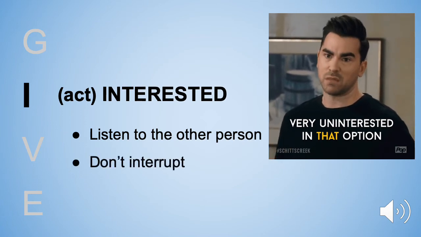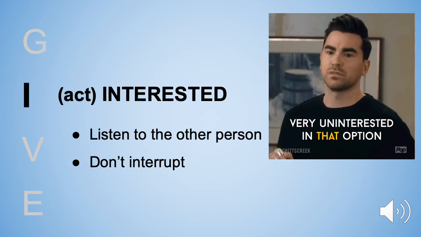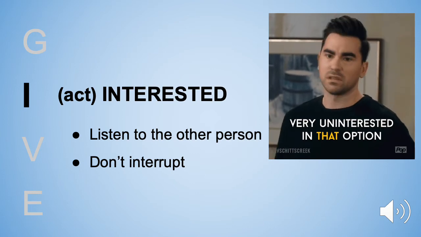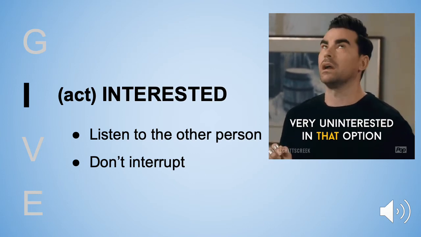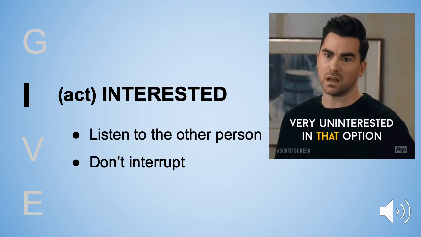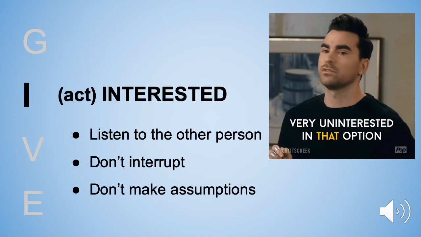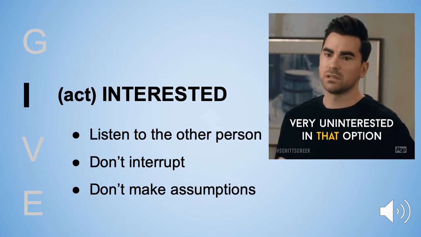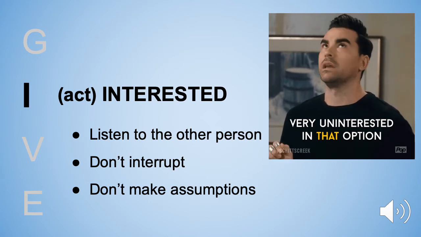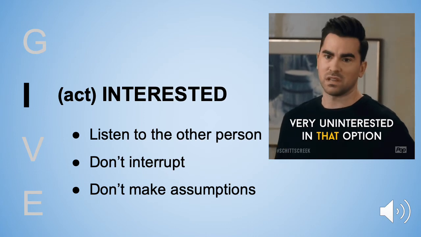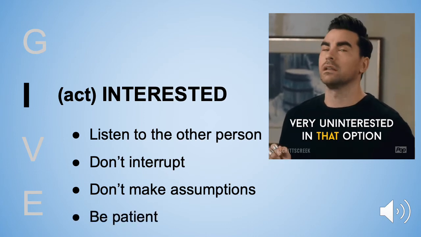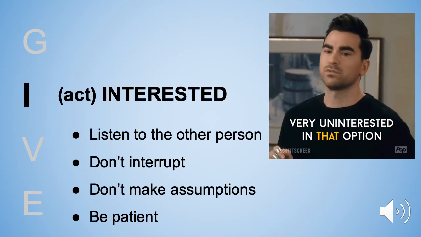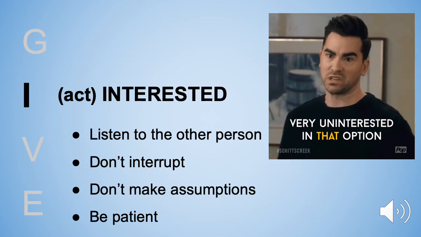Acting interested also involves not interrupting the other person, so giving them full space to talk about their point of view, their reasons, and not talking over what they're saying. This also means not making assumptions about what the other person might be thinking or doing, and letting them have a chance to explain themselves. And finally, being patient. All four of these are a way to act interested in what the other person is saying.